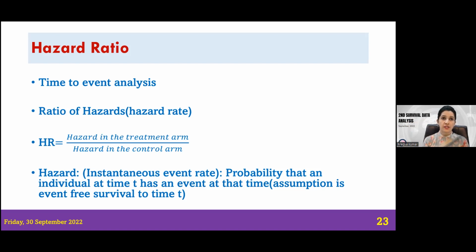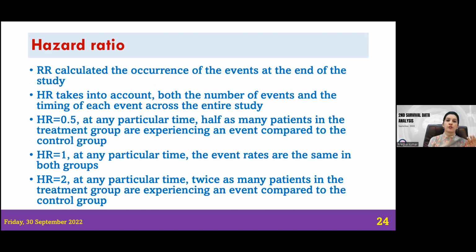So hazard ratio is the hazard in the treatment arm, and as the reference you take the hazard in the control arm. And this hazard means hazard rate, and it is the instantaneous event rate. So it is the probability that an individual at time t has an event at that time, under the assumption that the person was free from that event up till time t. Now likewise, we have the calculation of odds ratio, and we explained how we interpret the odds ratio. Similarly, we calculate the hazard ratio.